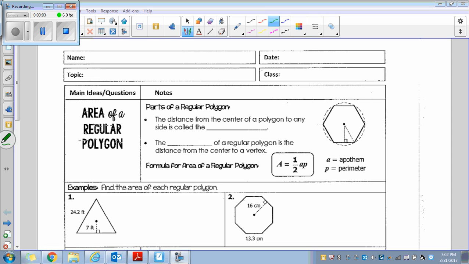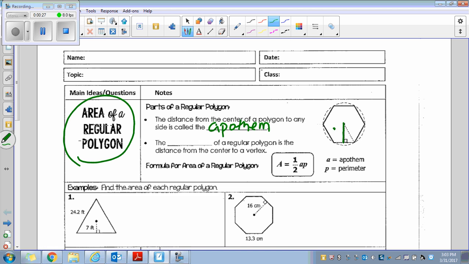Hi guys, today we are learning about the area of a regular polygon. First thing we have to talk about is our vocab. The distance from the center of a polygon to any side is called the apothem. So here's my center, and the distance from the center to the side of the polygon is called the apothem, so I'm going to label it with an A.